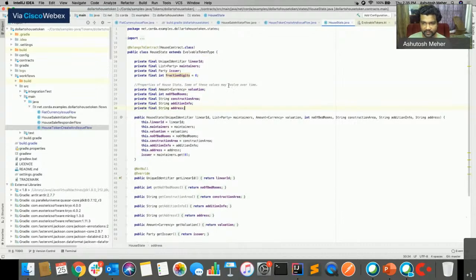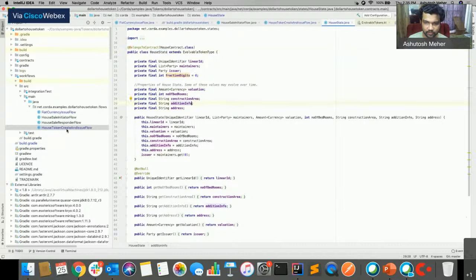All right. There's a fractional digit which represents how many fractional digits the token would have whenever it is issued. So basically, that's what your evolvable token type looks like.